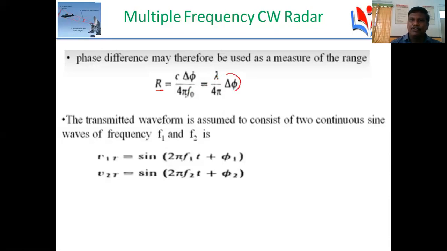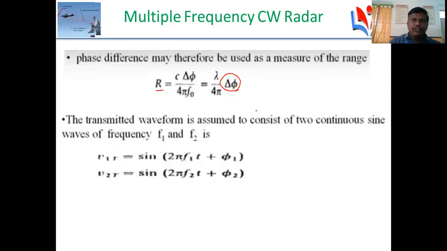This delta phi we don't know, because we have to measure it. It is the phase difference or phase shift between the transmitted signal and the reflected signal. And c we know, the velocity of light. f naught we know because we send the signal, so we know the frequency of the transmitted signal. So the only thing we can't know is delta phi. We will see that with an experiment here.